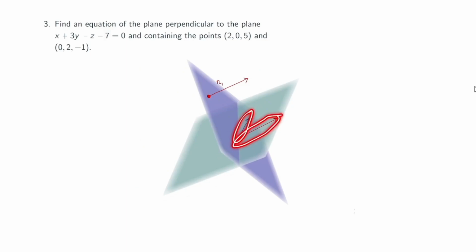The cross product of these two vectors, you can actually obtain a third vector which is perpendicular to both.